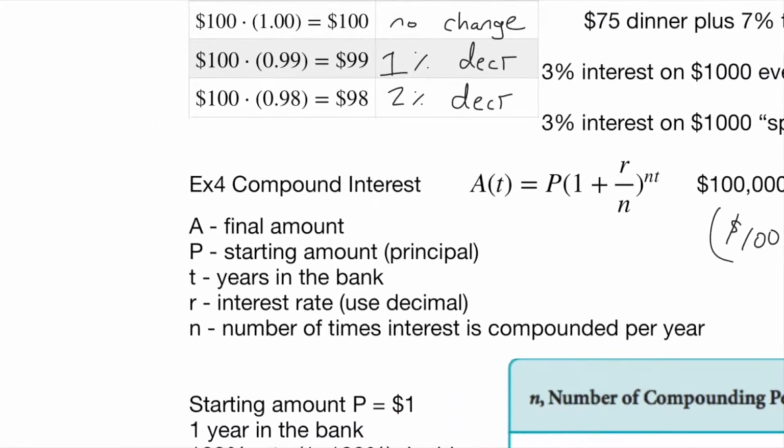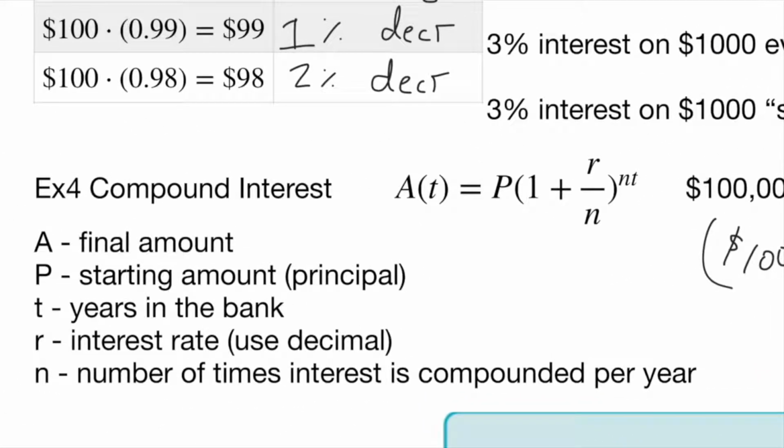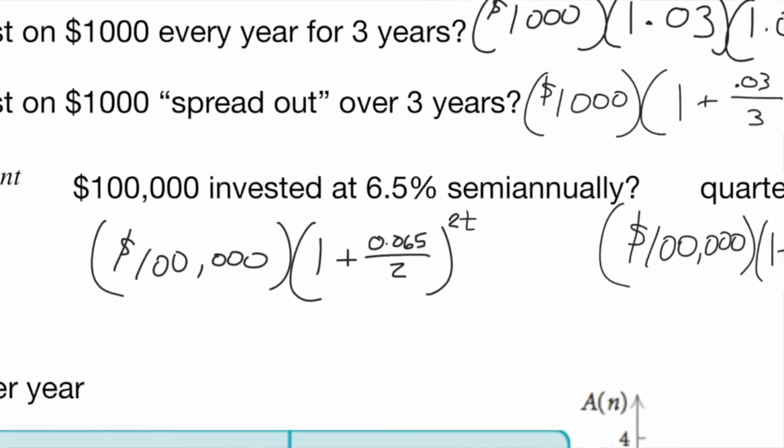If you look at this formula for compound interest, it's going to be the same thing. The amount of money you have at the end is going to be equal to the amount of money you started with, times 1 plus your interest rate spread out over how many pay periods, and then this calculates how many pay periods you have. Here you can read it. The final amount is equal to the starting amount, the principal, and then t is years in the bank, r is the interest rate. Use a decimal, don't use percent. And then n is the number of times interest is compounded in a year. So what that looks like would be like this.